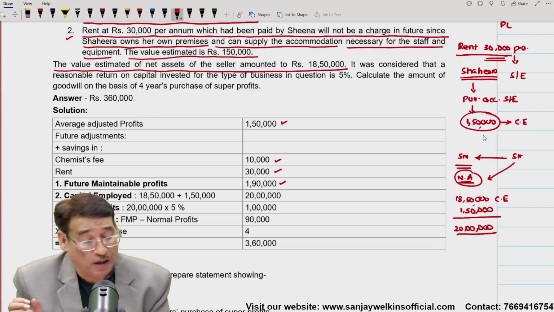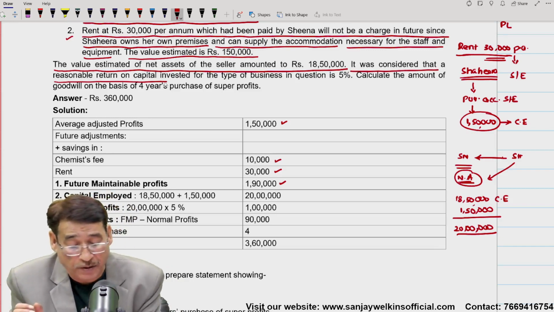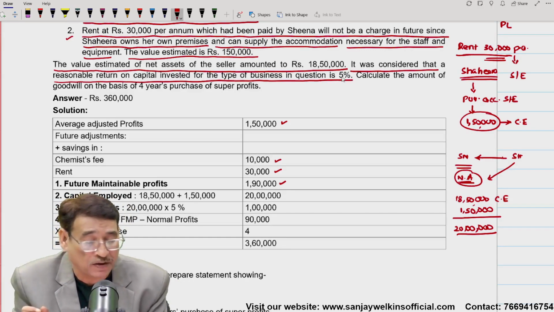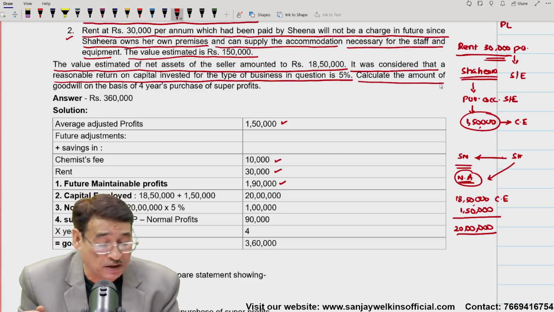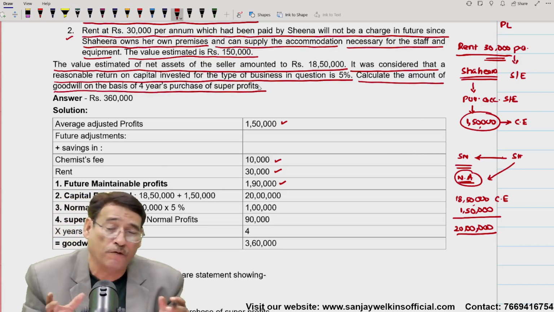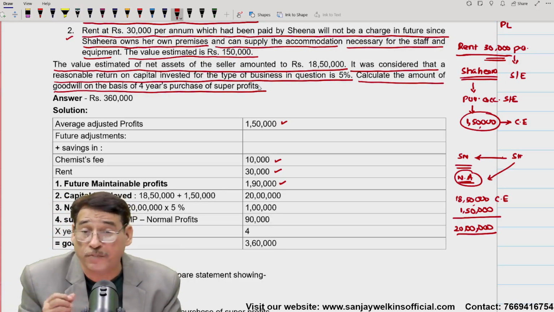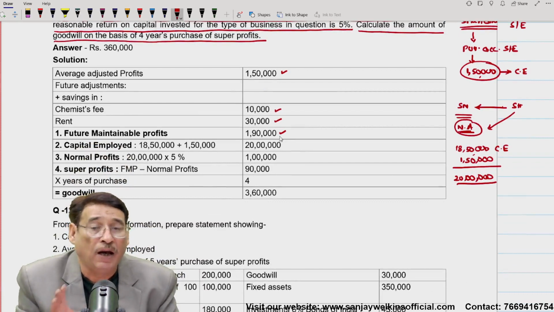Is it clear? It was considered that a reasonable return on capital invested for this type of business in question is 5%. Normal rate of return is 5%. The question says: calculate the amount of goodwill on the basis of 4 years purchase of super profits. As you know, under the super profits method, first of all, we need to have future maintainable profits, and then we will have to find out normal profits. In order to find out normal profits, we need to have the amount of capital employed.